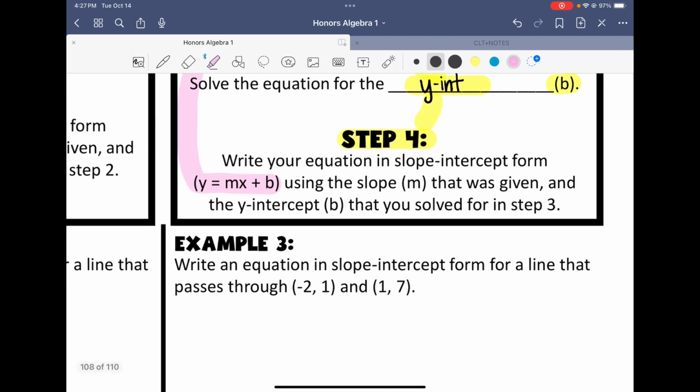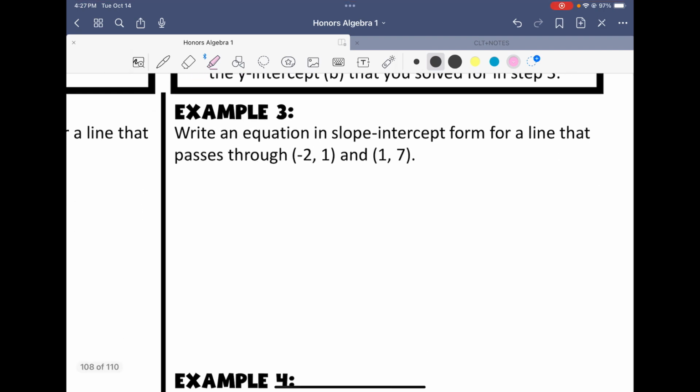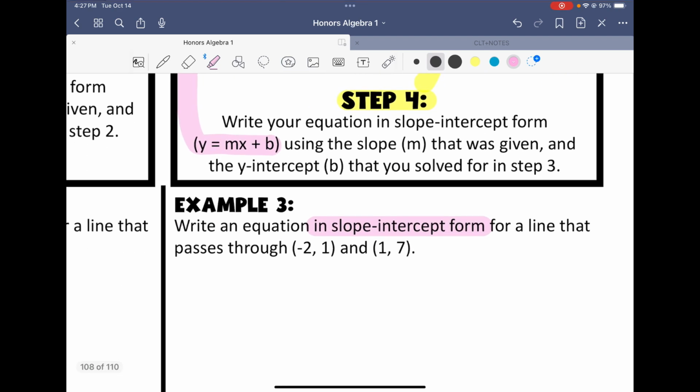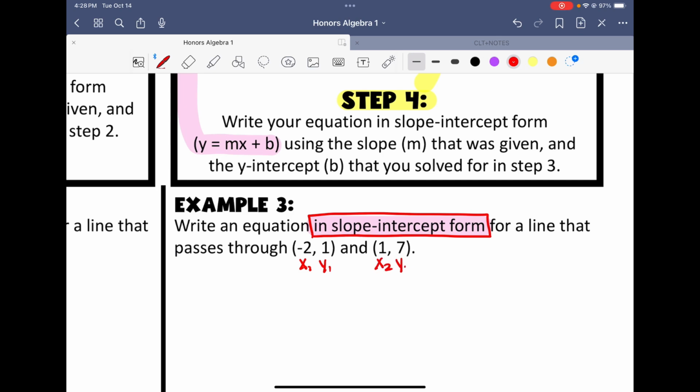So let's look down here at example number 3. We're just given 2 points, and we want to write the equation. It tells us our final answer needs to be in slope intercept form. That doesn't matter whether I use point slope form or slope intercept form, the pink route or the yellow route. The equation must be written in slope intercept form. It's a line that passes through these points. This is my x1, this is my y1, this is my x2, this is my y2.